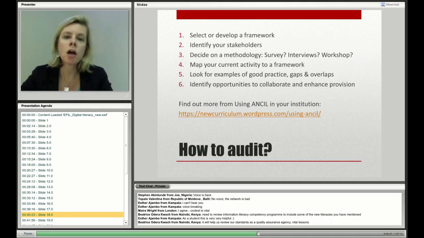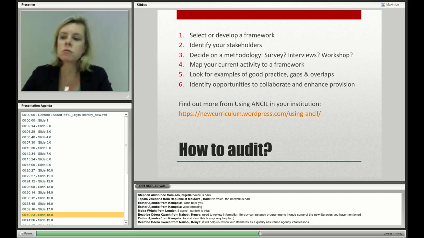But I think the first phase is going to be thinking about starting with the framework, and then looking at the different stakeholders within your organisation. I'm going to say something briefly about the audit that we did at LSE a couple of years ago, but this is broadly speaking the process that we went through.